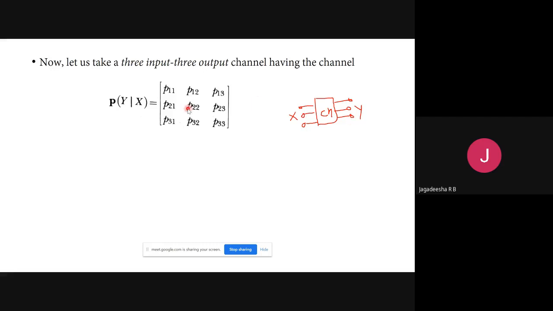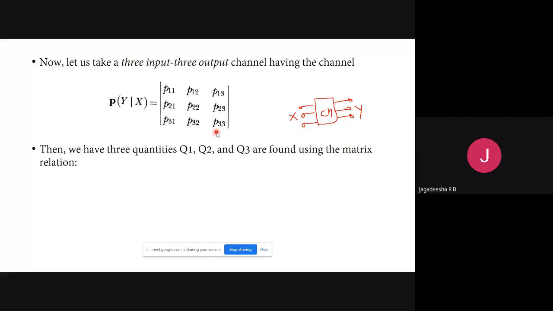Okay, similarly for the second input, we determine what's the probability of data arriving as it is at the three different output points, P21, P22, and P23. Similarly, for the third input here, what's the probability of getting the same data here, here, as well as the third output point here, that is P31, 32, and 33.